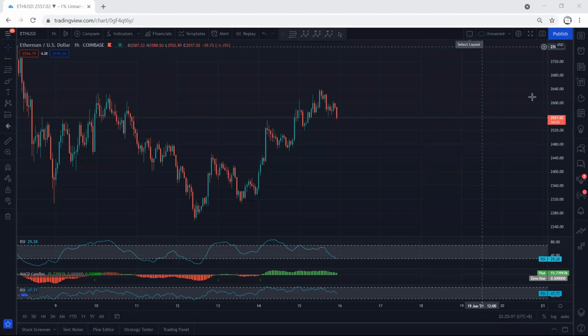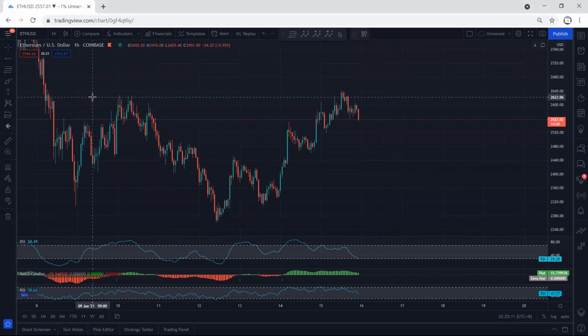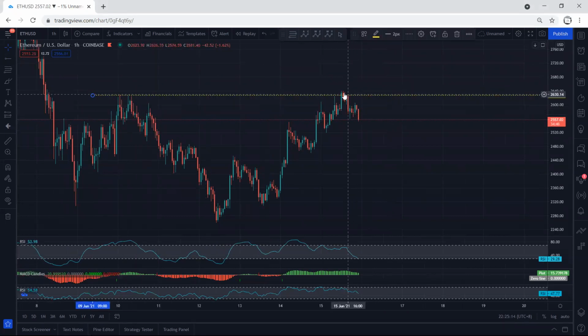ETH, we start with the 1 hour chart. I want to give a quick update. As you can see, if we put our line here, the price tagged the previous top, but it couldn't break, then reversed.